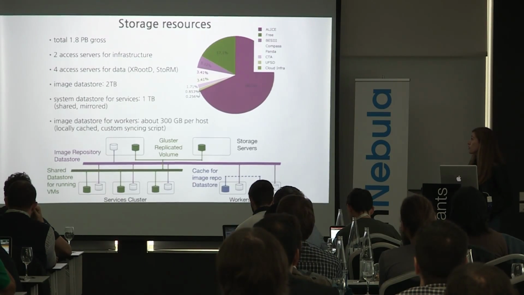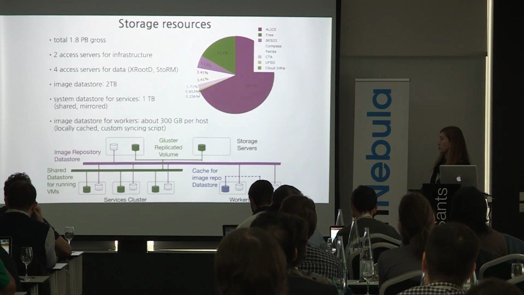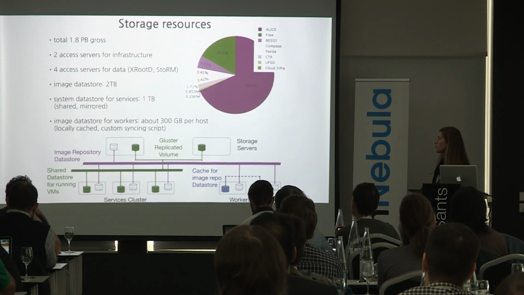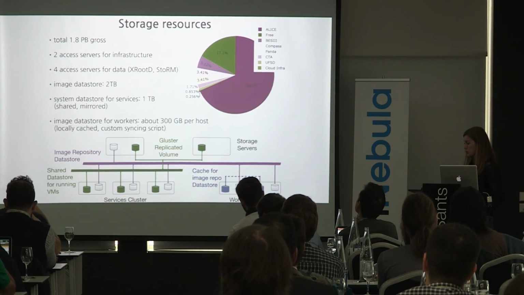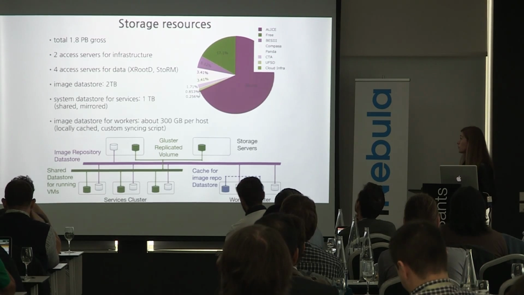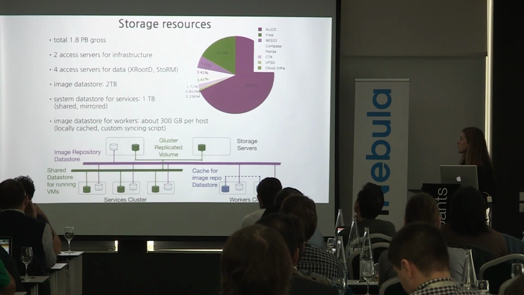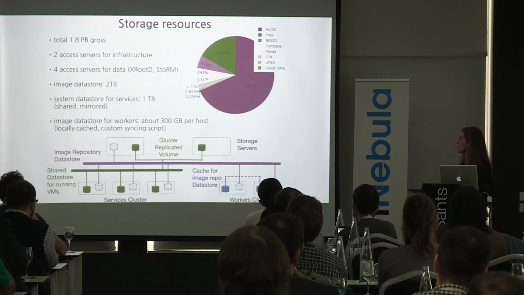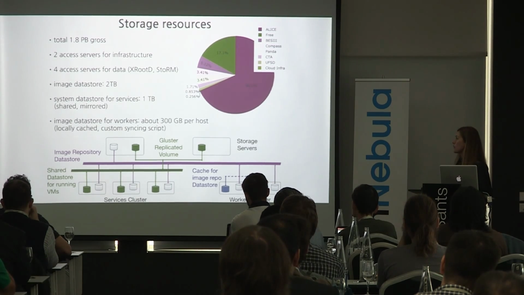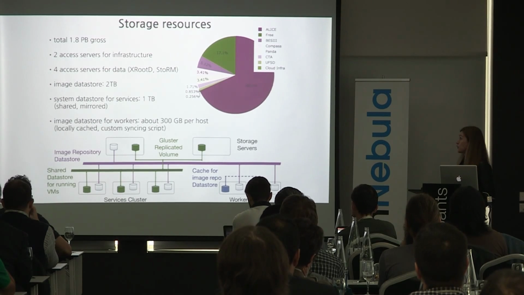Concerning storage, we have 1.8 petabyte of gross storage. Most of it is data for experiments, and as you can see from the pie plot, the main experiment hosting data at our computing center is ALICE. Then we have a little bit of storage that is used really to run the OpenNebula infrastructure. But you see this green slice is a very small fraction of the overall storage, and we have 2 terabyte for the image data store.